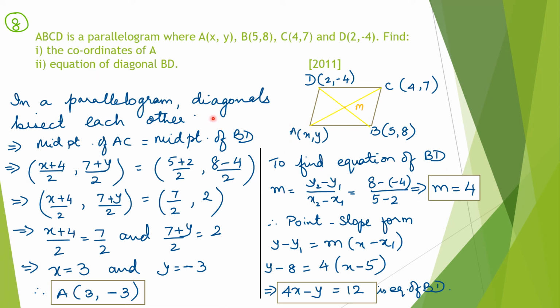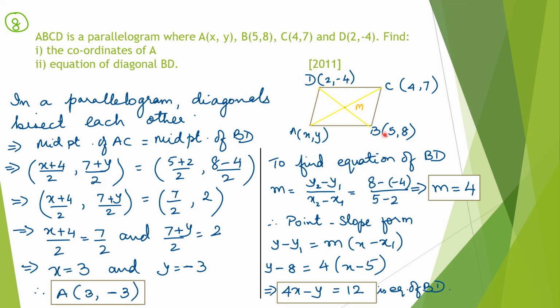What you need to remember is the properties of quadrilaterals. In a parallelogram, you know that the diagonals bisect each other, which means that the midpoint of AC is going to be the same as the midpoint of BD. So I'm saying the midpoint of AC is going to be x plus 4 divided by 2 and y plus 7 divided by 2.